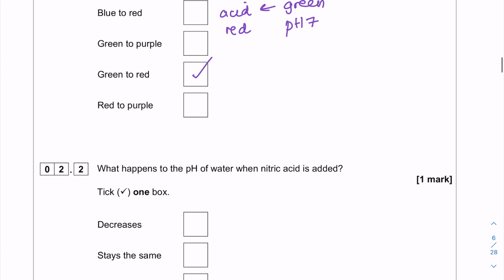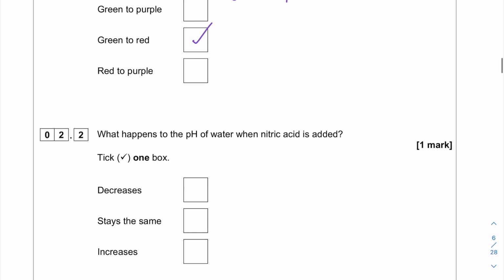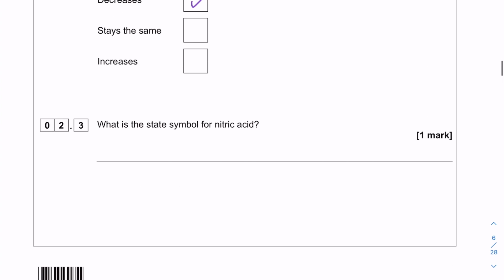What happens to the pH of water when nitric acid is added? Yep, I said a low pH, so that pH must have decreased. What is the state symbol for nitric acid? You might have seen it like this before. It is an aqueous solution, AQ.